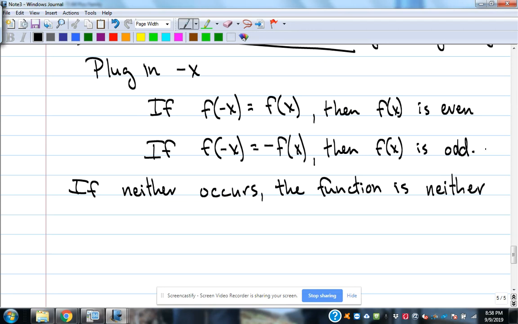Some of you may say neither, I'm not sure which one's right. The function is neither odd nor even. There are lots of even functions in the world. There are lots of odd functions in the world. There are lots and lots of neither functions in the world. So be odd, even, or neither, whichever one you want to call it. Okay, so we're going to do that test a little bit here.